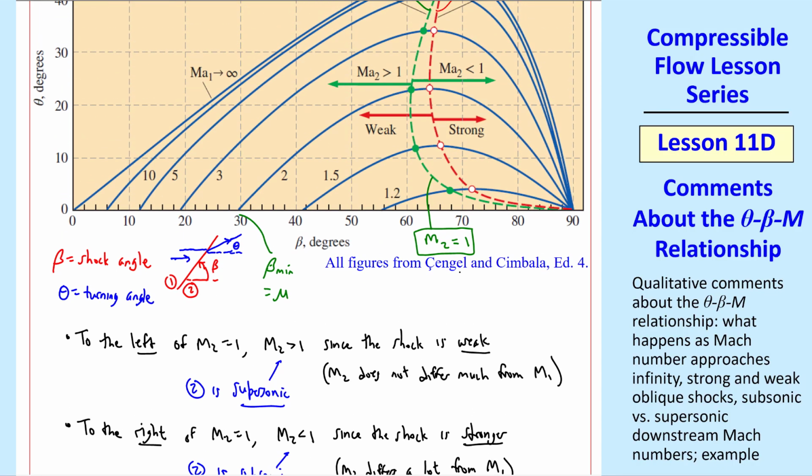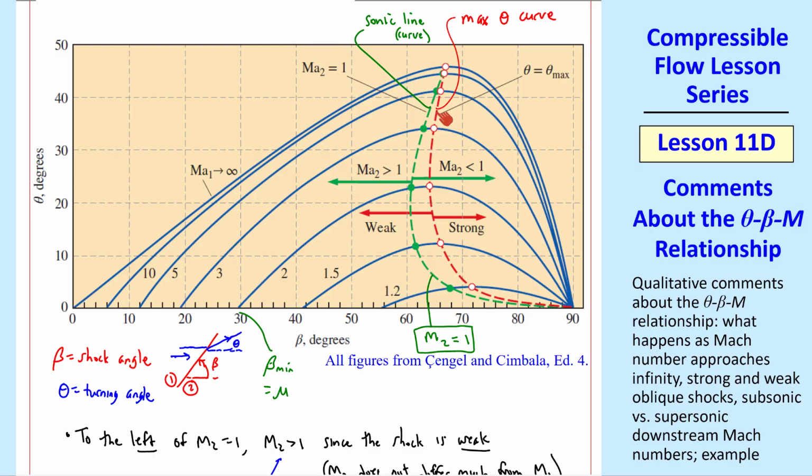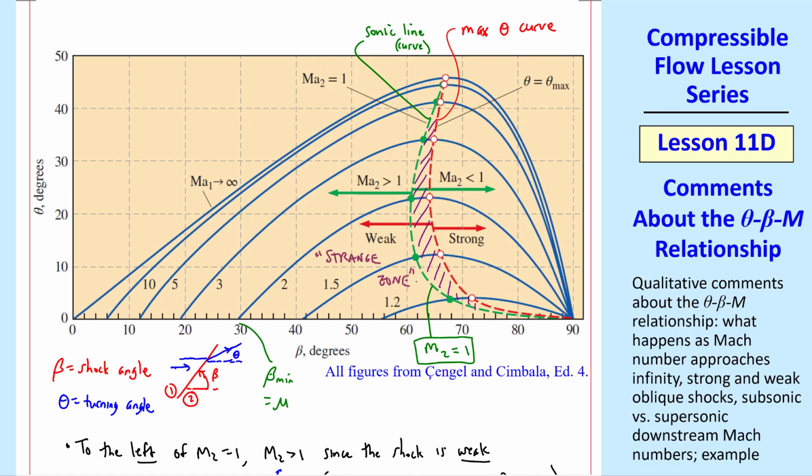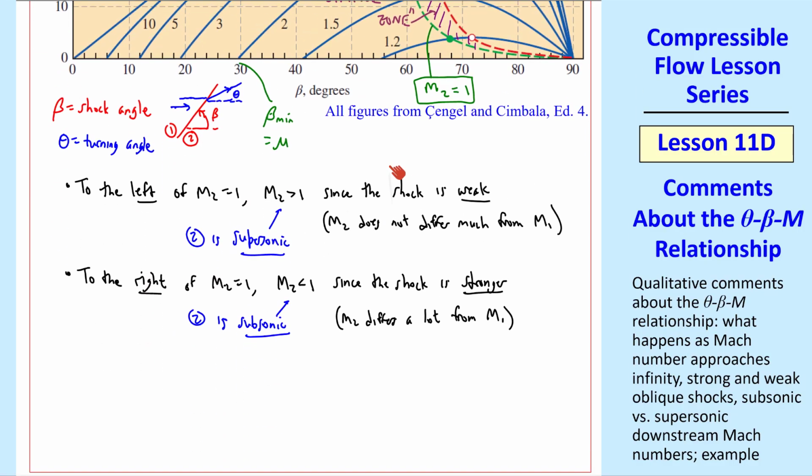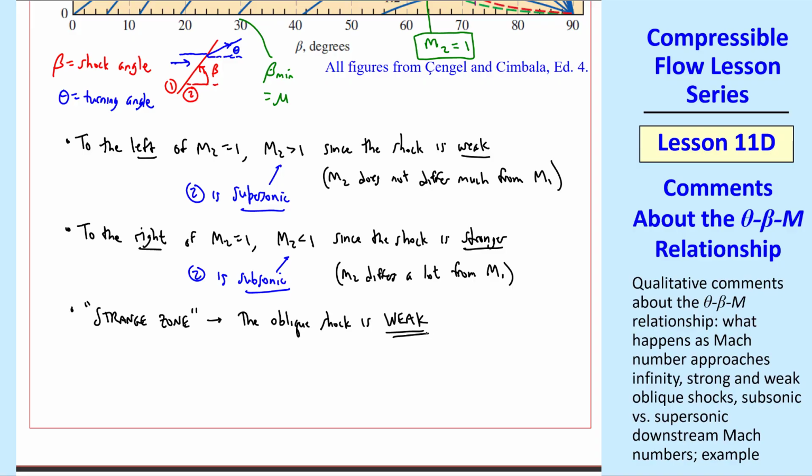It would be nice if the green and red lines coincided. In other words, the strong and weak division would be the same as the sonic division. But that's not how it is. In fact, there's this region, or zone, that I'll call the strange zone, between the green and the red curves, where you can have a weak shock, but the Mach number after the shock is still subsonic. I'll write that here. In the strange zone, the oblique shock is weak, but M2 is subsonic, which behaves more like a strong shock. So unfortunately, because of this strange zone, we can write this.